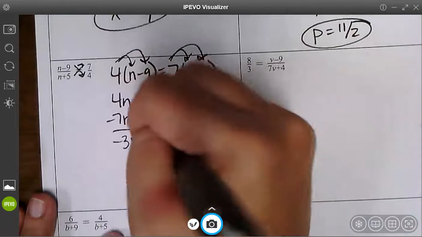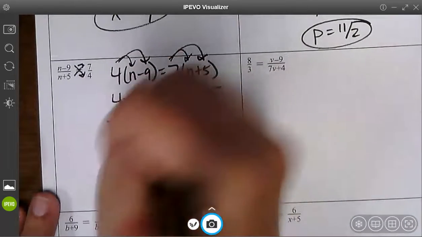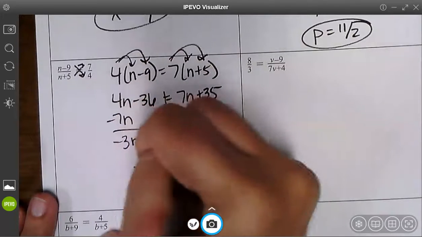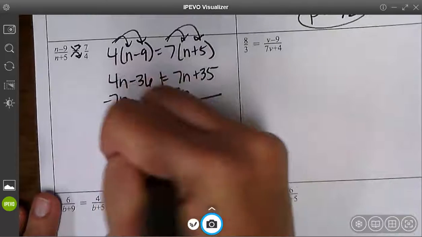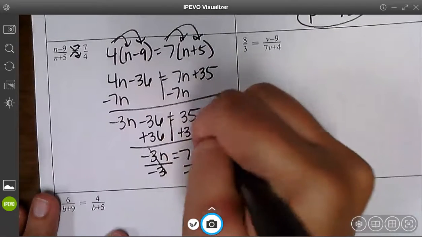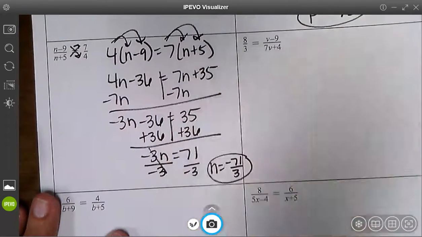Add 36 to both sides. I have negative 3n equals 71. Divide both sides by negative 3. That fraction doesn't simplify. I get negative 71 thirds.